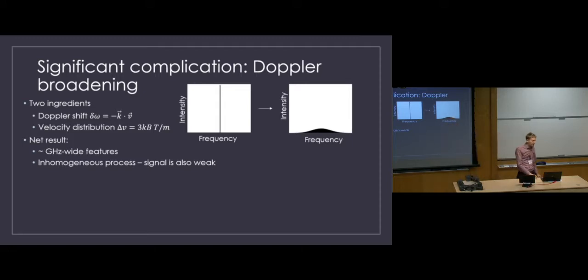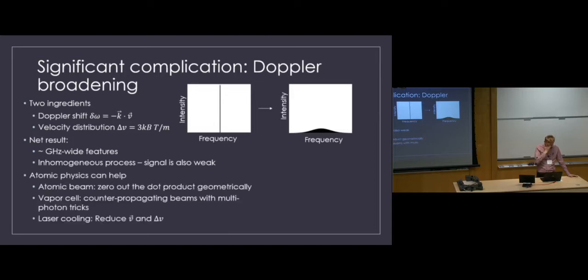So that's kind of disappointing, but fortunately atomic physics wasn't stuck with this. By my tabulation, we have something like 3 or 4 ways of overcoming the Doppler effect. And actually, in our lab at Bethel, we have all of these. So I'm just going to tell you a little bit about them. The first thing you could do is control the velocity of the atoms by making an atomic beam and intentionally zero out the dot product to make the whole thing orthogonal.